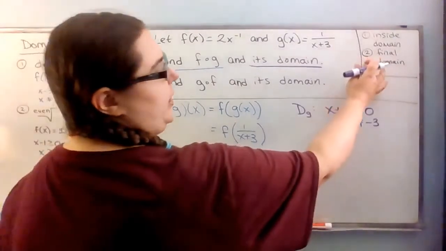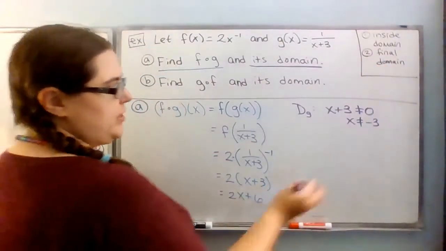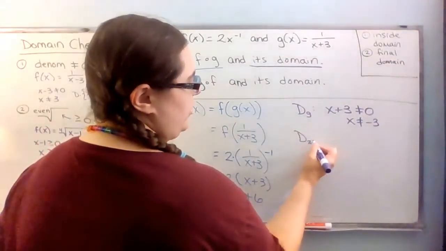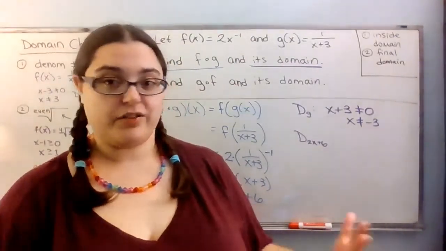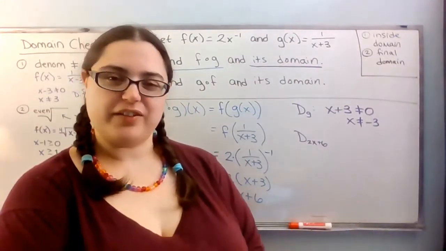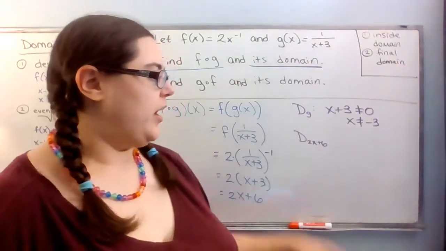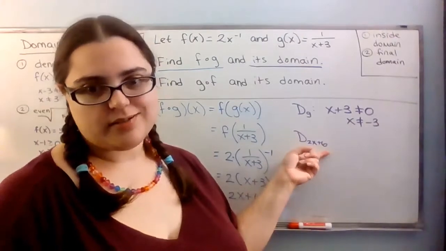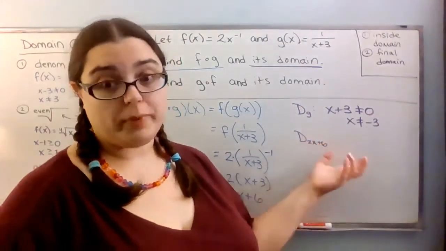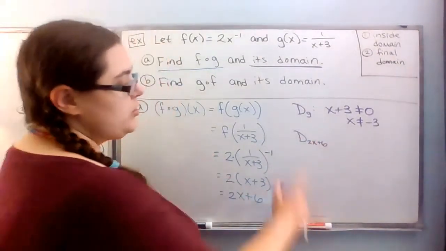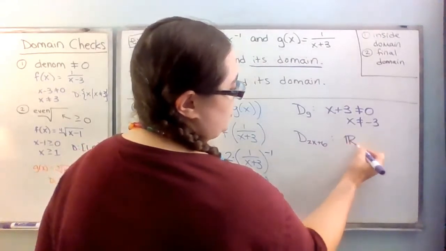Next, we have to find the domain of our final function. So when I look at 2x plus 6, I'll write this here, the domain of 2x plus 6. Well, 2x plus 6 is a linear function. Remember when we looked at the identity function and it just kind of went off forever on both sides? So the same thing's going to be true for 2x plus 6. It's a little bit steeper than the identity function, but it has the same domain. It's going to be all real numbers.